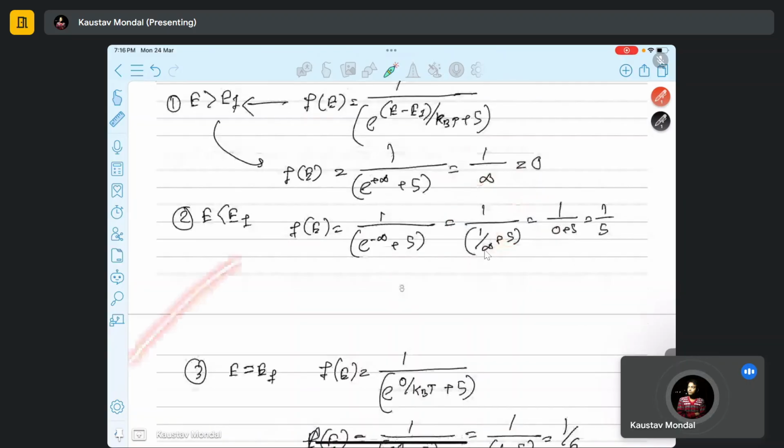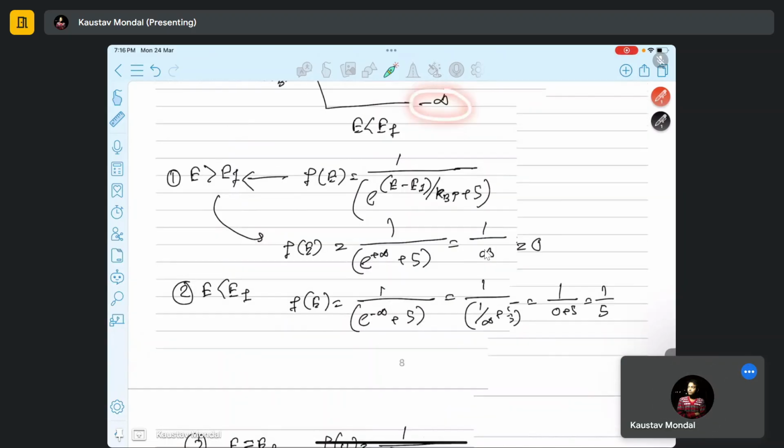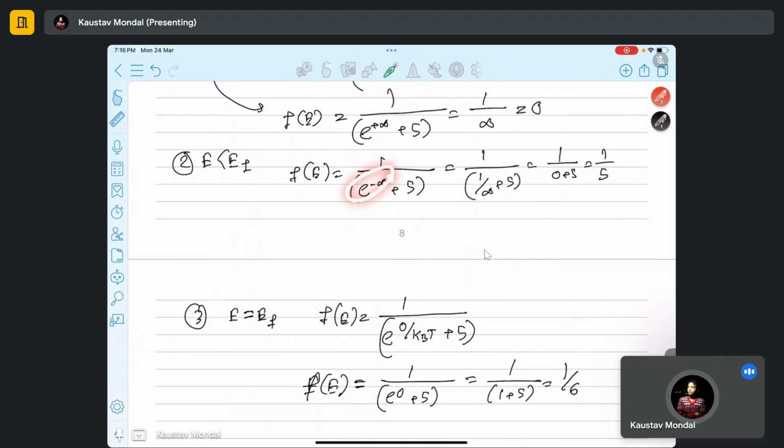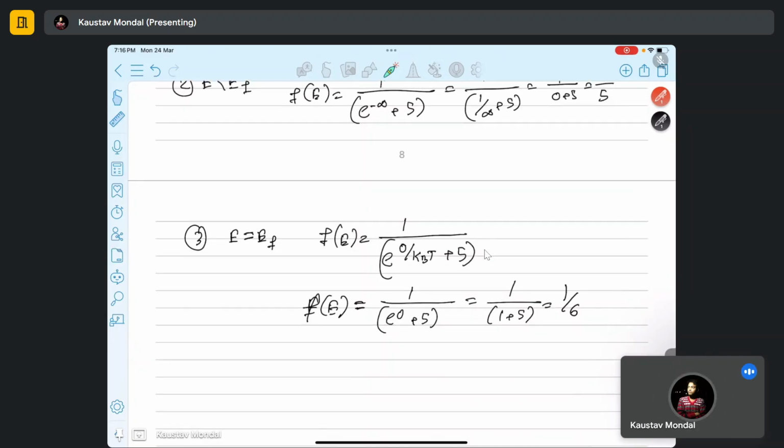Next, when E is less than Ef, in that case this factor becomes minus infinite. So that means e to the power minus infinite plus 5. 1 by infinite gives you basically 0. So 0 plus 5 is 5. So 1 by 5.